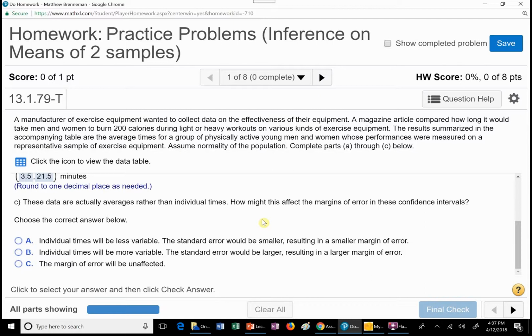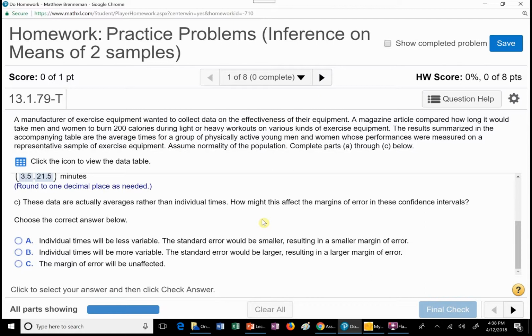Here's what they're saying. If you look at that data table, rather than those times being individual times, those were actually averages. So will the individual times have more variation or less variation than the averages? More. The individual will have more. And that's what the central limit theorem is telling us. The variation of x bar goes down with the sample size. So the individual times will be more variable, the standard error will be larger, resulting in a larger margin of error.